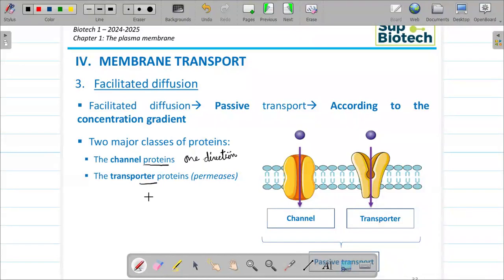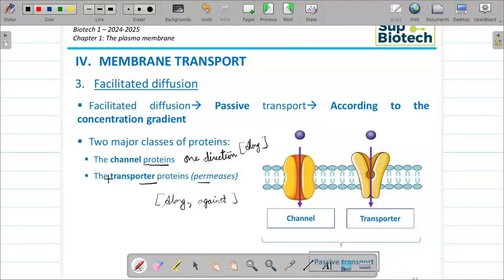In case of transport protein, there is an enzyme called permease, and molecules can go along the concentration gradient, or using a membrane protein by utilizing energy, they can go against the concentration gradient. Both of them are highly possible in case of transport protein.